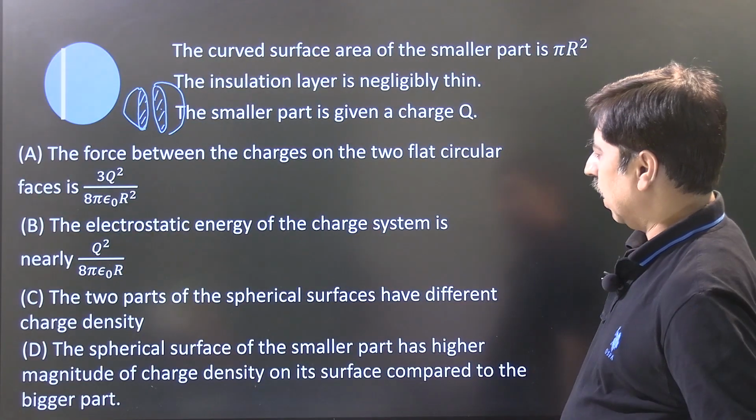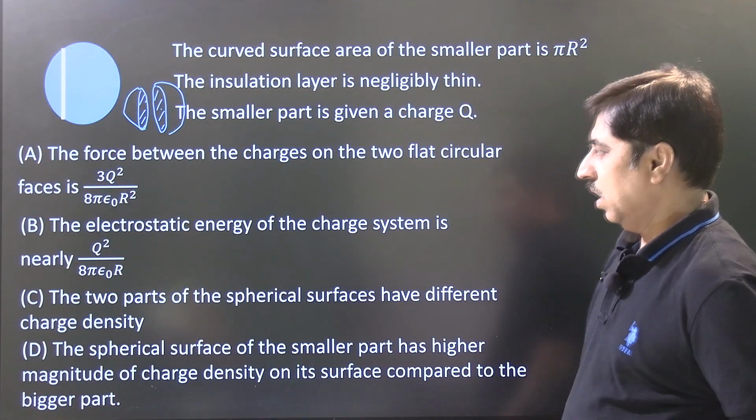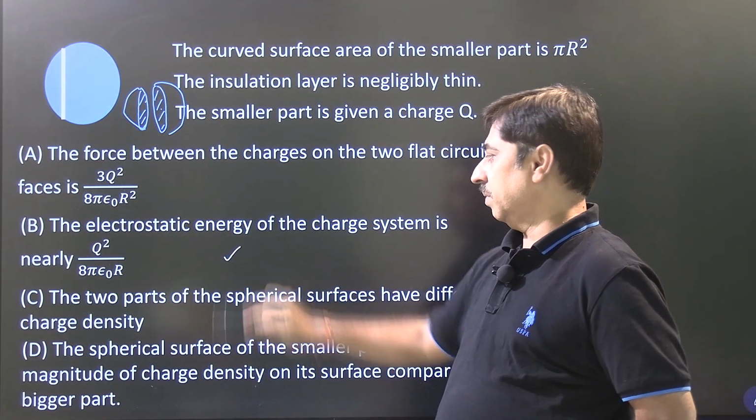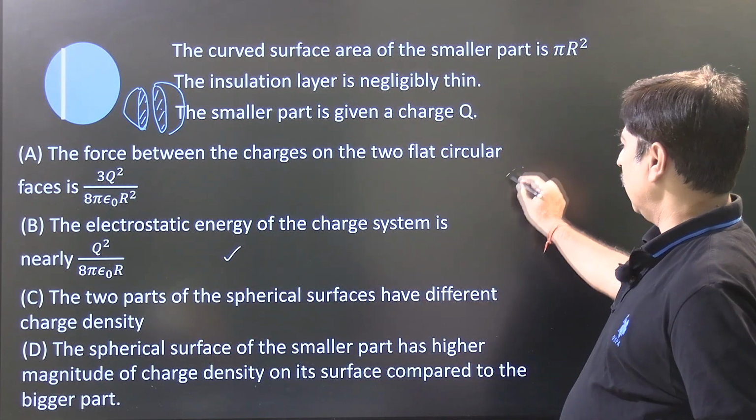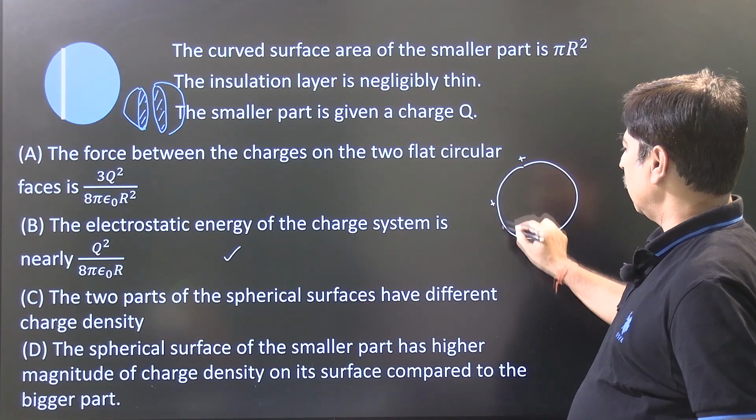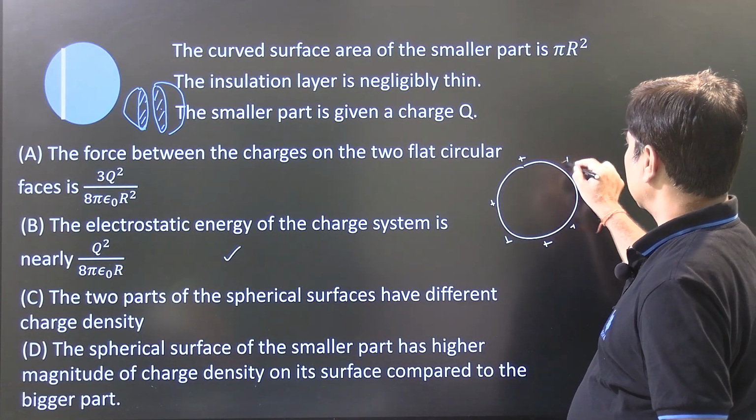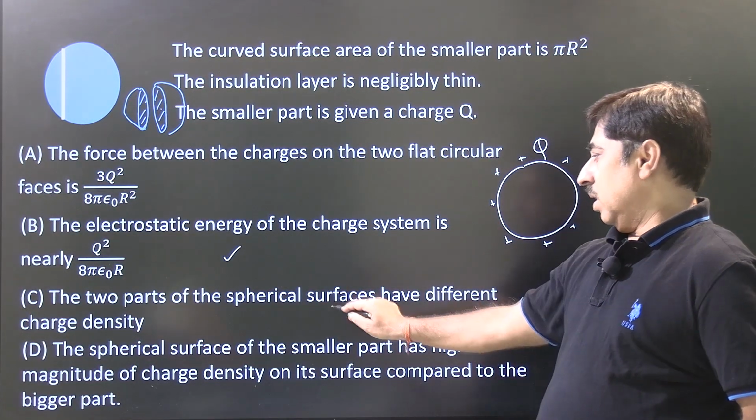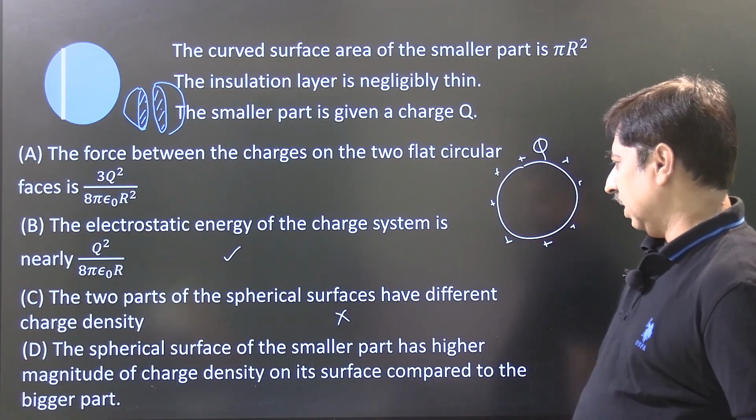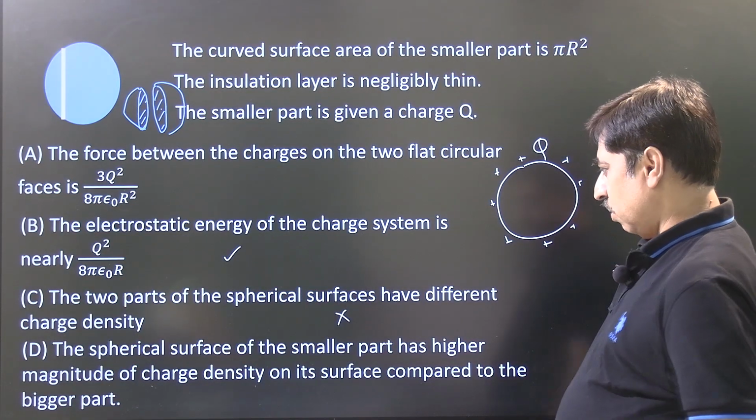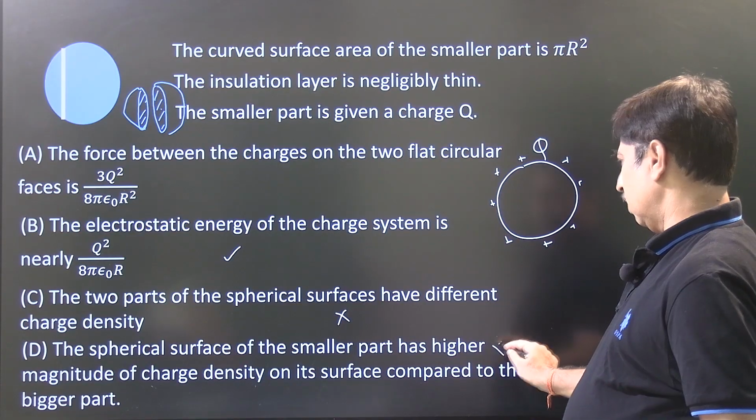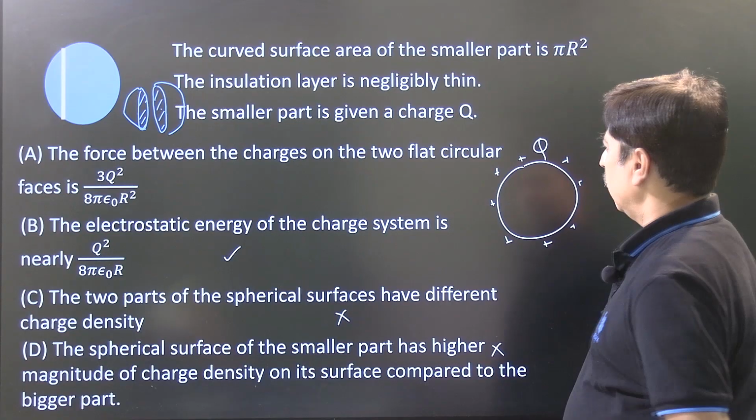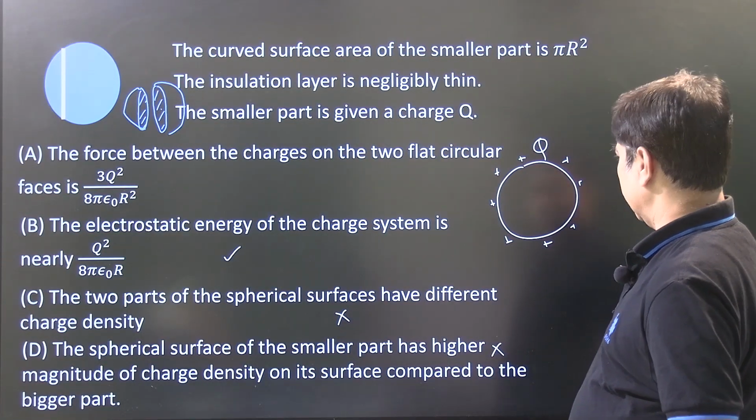So, I think few parts of the questions have been answered. I think this one has been answered. The system is equivalent to, as far as energy is concerned, a uniformly distributed charge q on its surface. So, this one appears to be correct. Two parts have different charge densities. This does not sound good. Higher, this also does not sound good. So, the only part that is left is the force between two charges on the two flat circular faces.